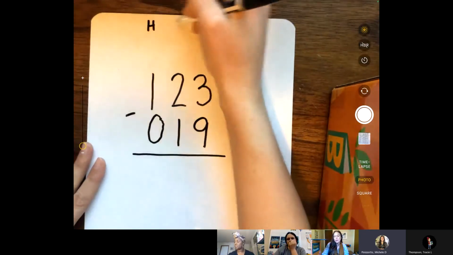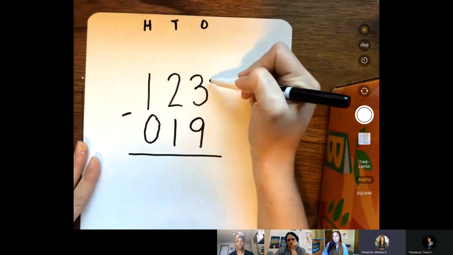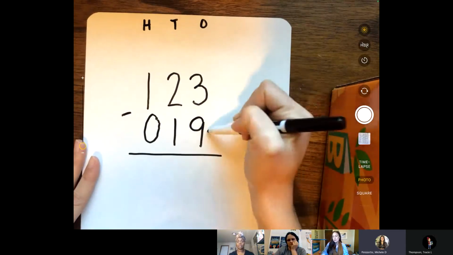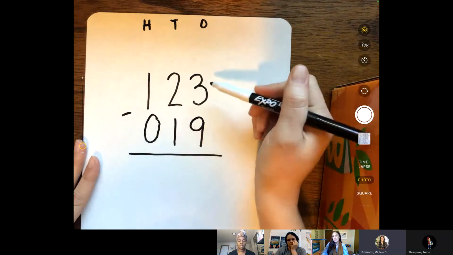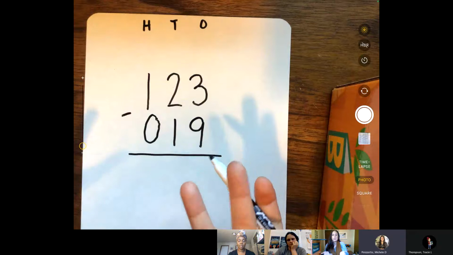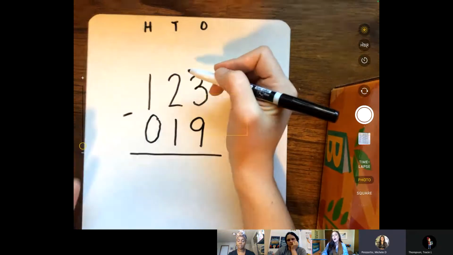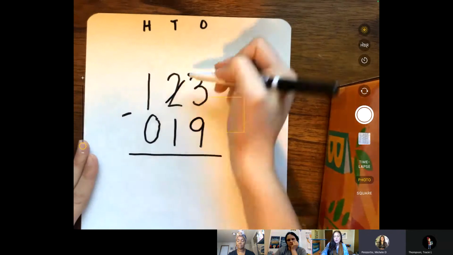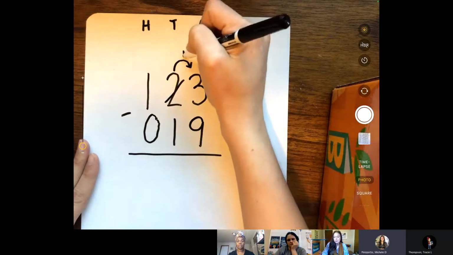All right, so just like with addition, we're going to start with our ones place. We can go ahead and label our hundreds, our tens, and our ones up top. And we need to subtract 9 from 3. But we cannot take 9 away from 3 because it's not enough. So we're going to go over to the tens place and unbundle a 10 or move it over. And when we do that, we draw a little arrow.